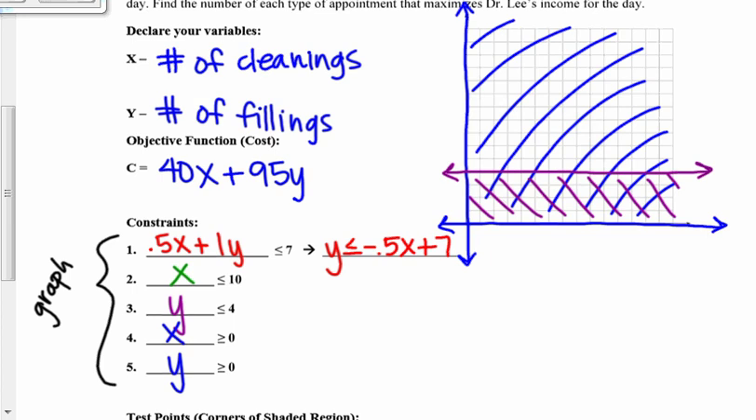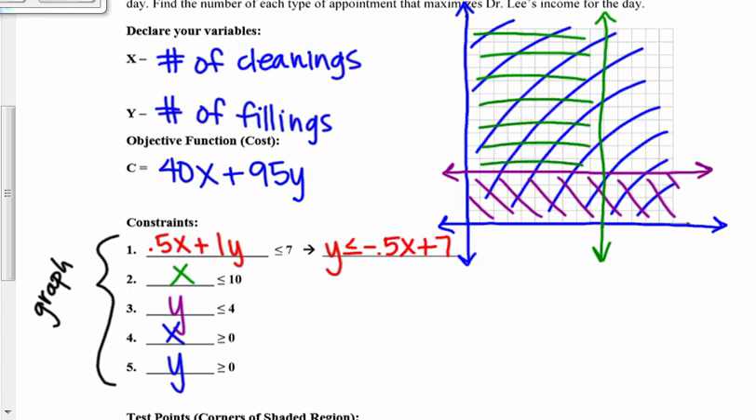All right, now let's move up. X is less than or equal to 10. The graph x equals 10 is going to be right here. 2, 4, 6, 10. X is less than or equal to 10 means I'm shading everything this way. So I can already see that I'm getting an overlap right there.